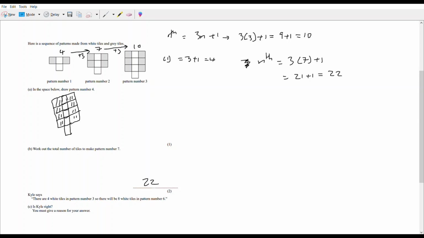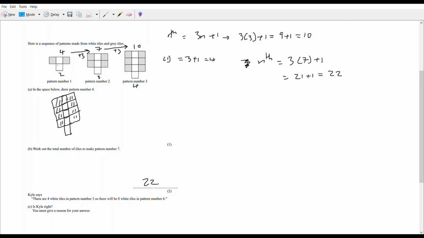Then Cal says there are 4 white tiles in pattern 3, so there will be 8 white tiles in pattern 6. Is Cal right? So this one, you have to really understand what the question is asking. So there's actually 2 sequences going on. There's the overall tiles, and then there's a sequence within the color of the tile itself. So the first time it's got 2 white tiles, the second time it's got 3 white tiles, and the third time it's got 4 white tiles. Can you see 4 white tiles?